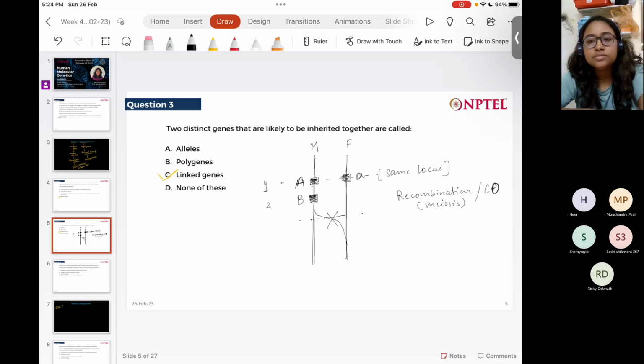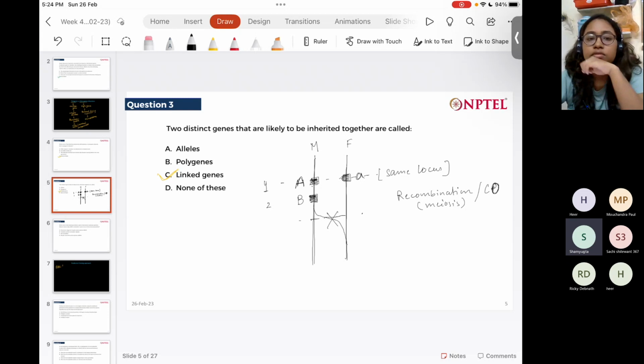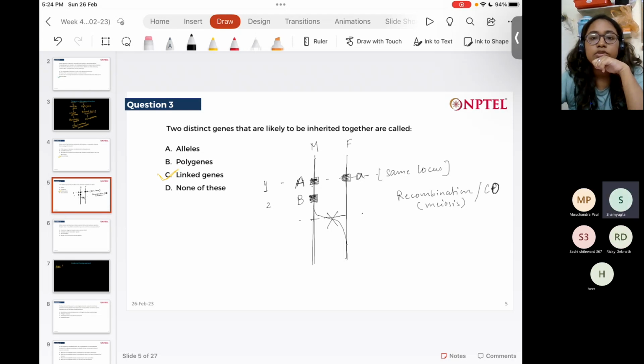Am I clear here? Why alleles is not the correct answer? Rest of you, am I clear about what linked genes are and why alleles is not the correct answer to this particular question? Yes, ma'am, clear. Okay, thank you. Ma'am, I have a doubt: if there are two alleles, does only one allele get passed down, or both alleles together? Like, how is the allele inherited?